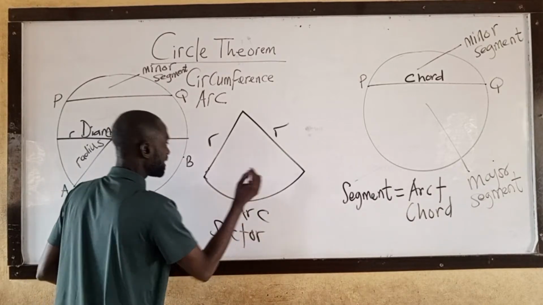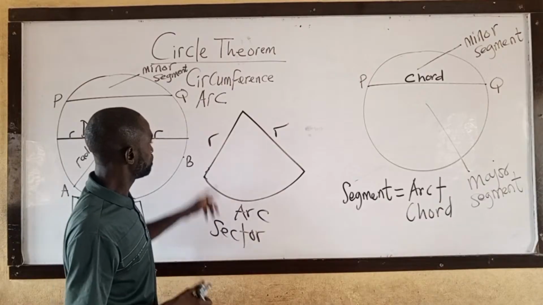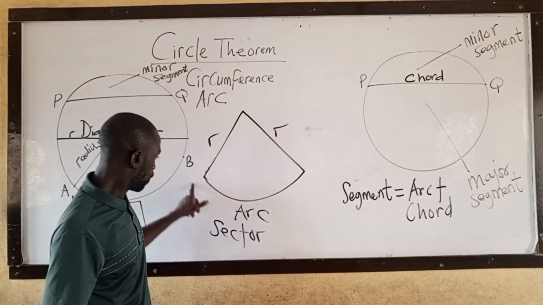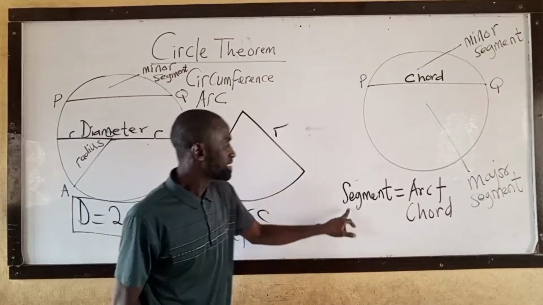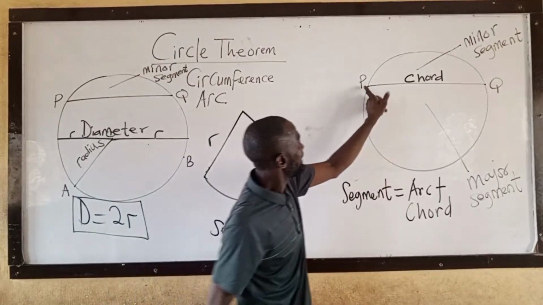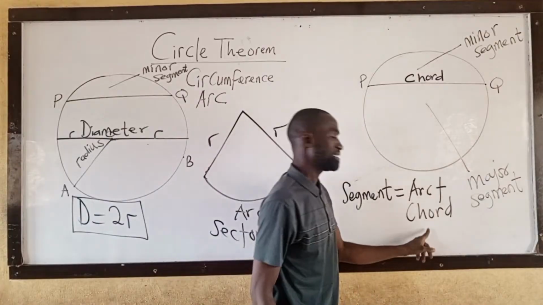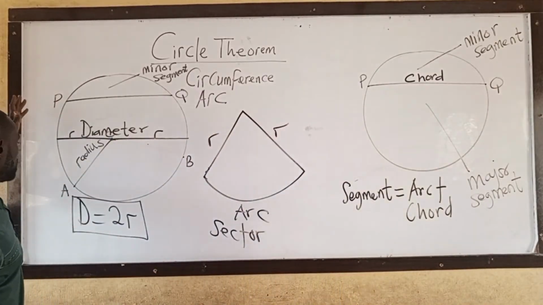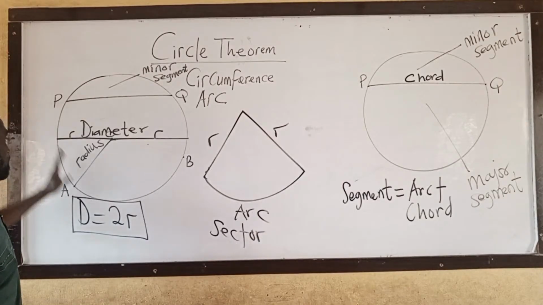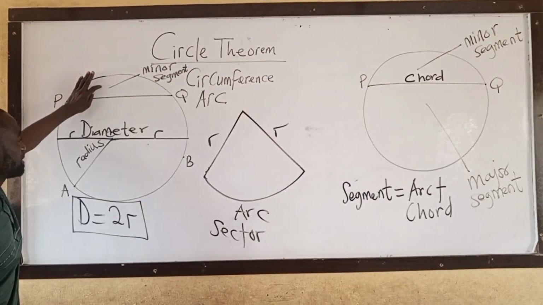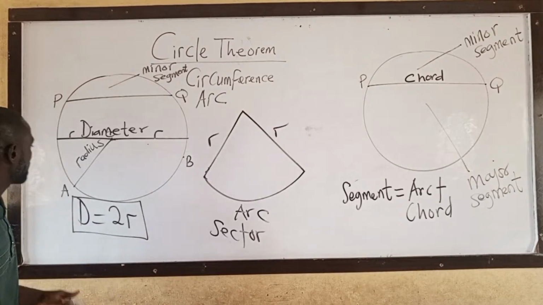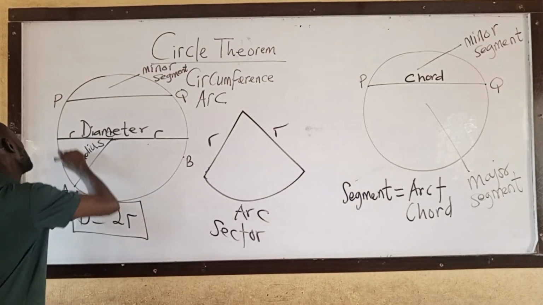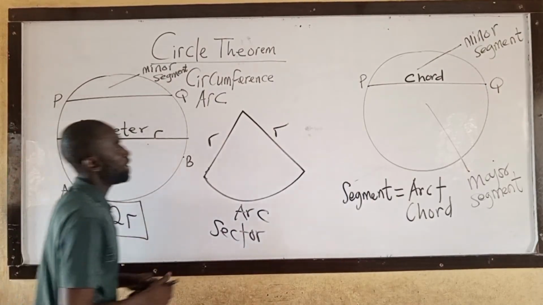A sector is a combination of radii, that's two radii, with what now? An arc. A segment is an arc and a chord. Is it clear? So here we have the minor segment and the major segment. AB, minor arc. AB here, major arc.